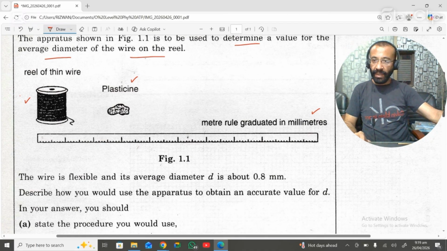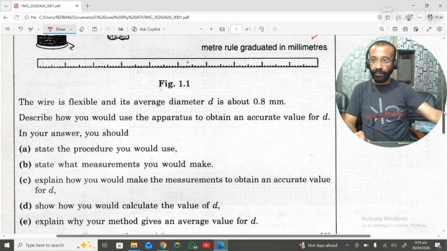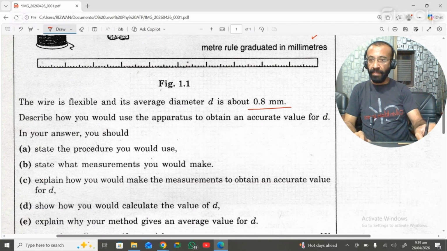Now the requirement is: the wire is flexible and its average diameter d is about 0.8 millimeters. Okay, this is given. Describe how you would use the apparatus to obtain an accurate value for d. In your answer, you should state the procedure you would use, state what measurements you would make, explain how you would make the measurements to obtain an accurate value for d, show how you would calculate the value of d, and explain why your method gives an average value for d.